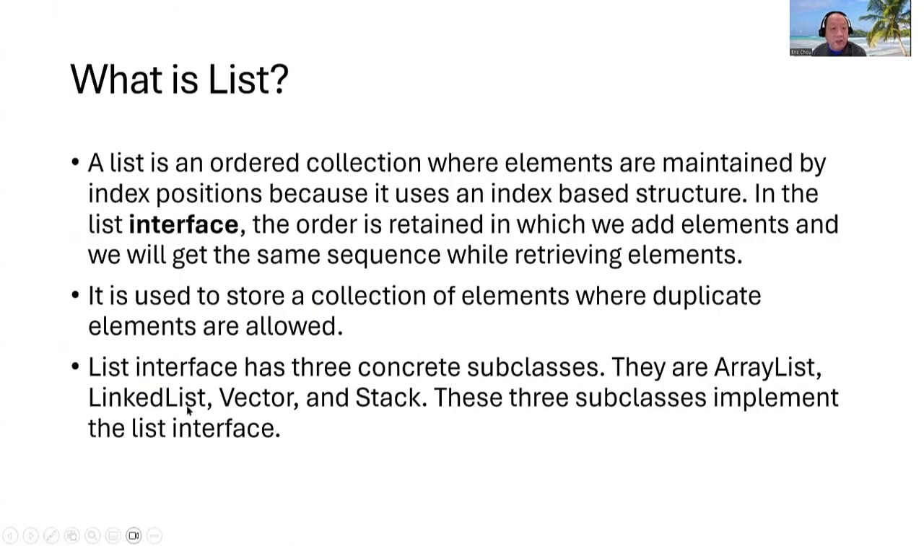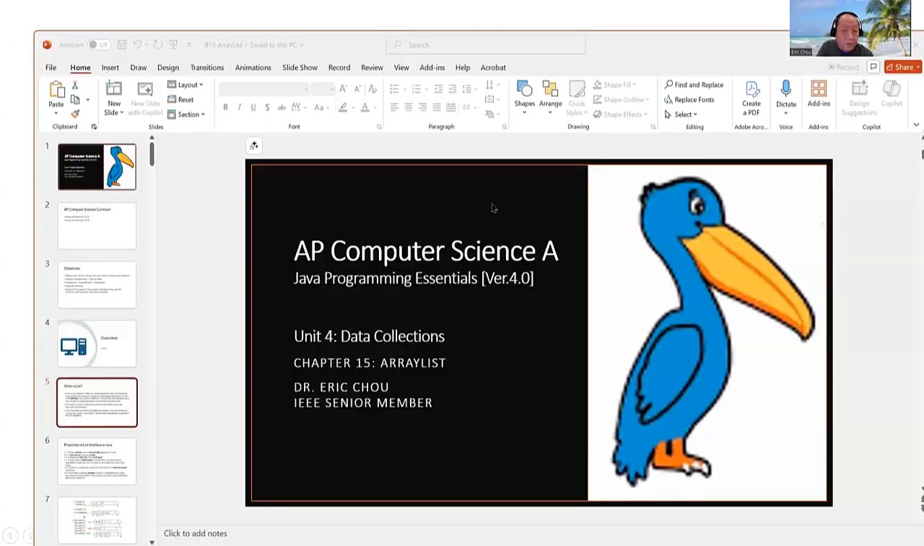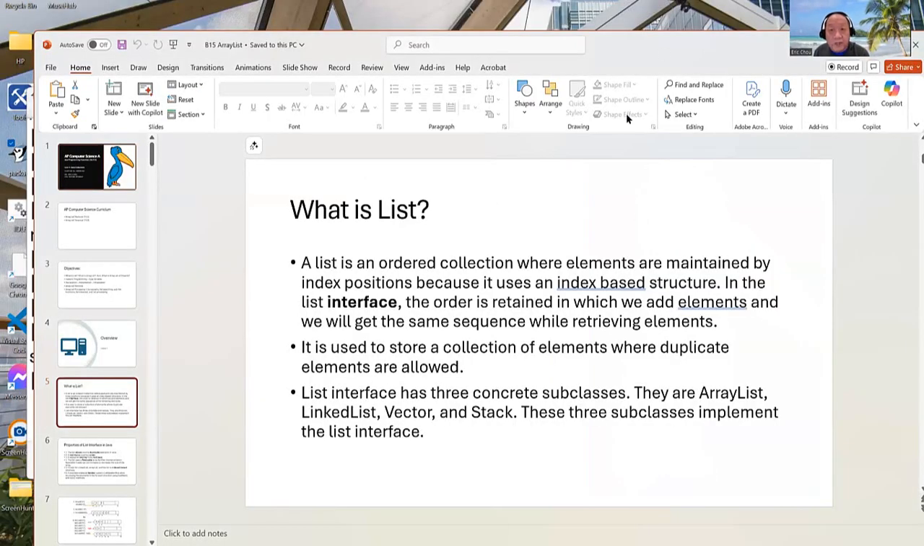So first thing is list. This is an interface. This interface is no longer tested in AP, but you need to pick it up in the CS B course. What is the interface? If you look at the coding pad, you may sometimes see this.